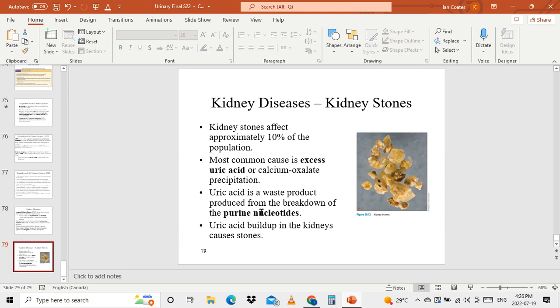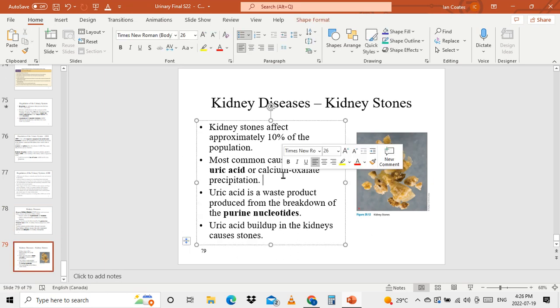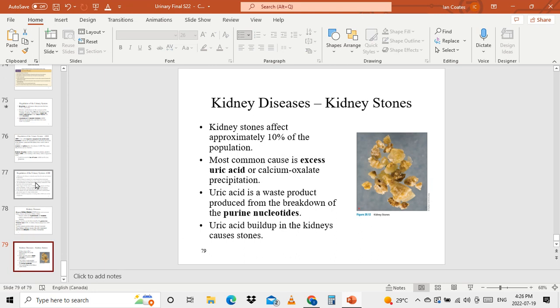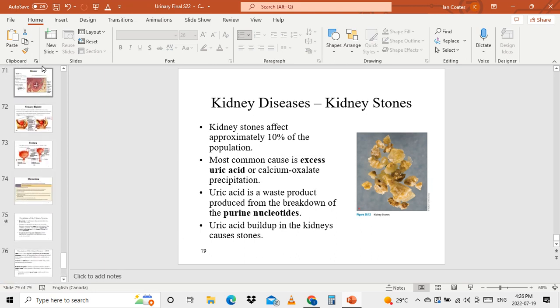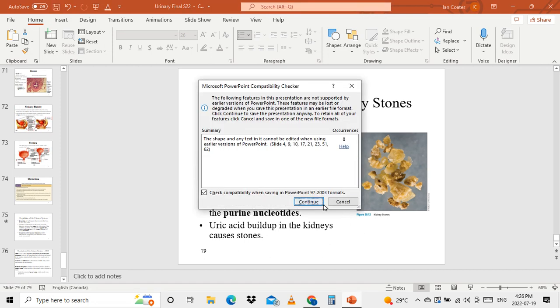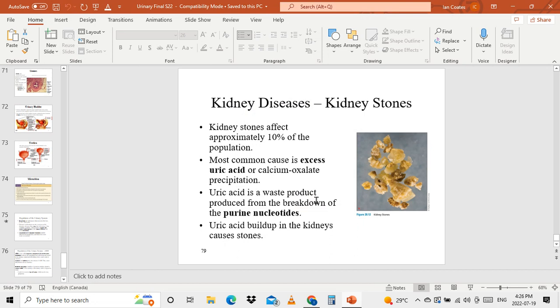Kidney stones. They affect about 10% of the population. I've never had one, knock on wood. The most common cause is excess uric acid or calcium oxalate. Uric acid is a waste product of the DNA nucleotides. Uric acid builds up in the kidneys, causing stones. And that is the end of our urinary PowerPoint for week 10.